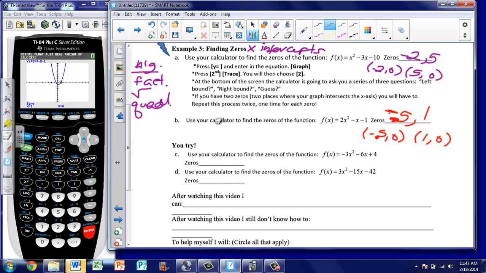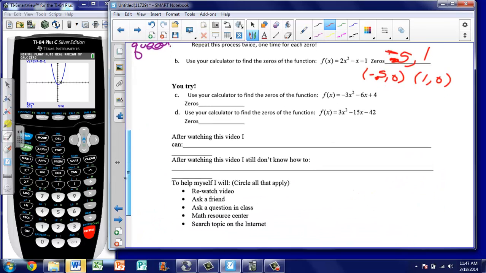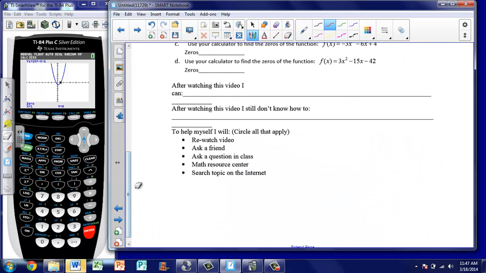Okay, these Try-Its you'll do tomorrow in class. Be sure to answer the questions here at the bottom, so your teacher knows what you may need help with, what you can do, and what you still don't know how to do, and then remember all of your options for getting extra help.